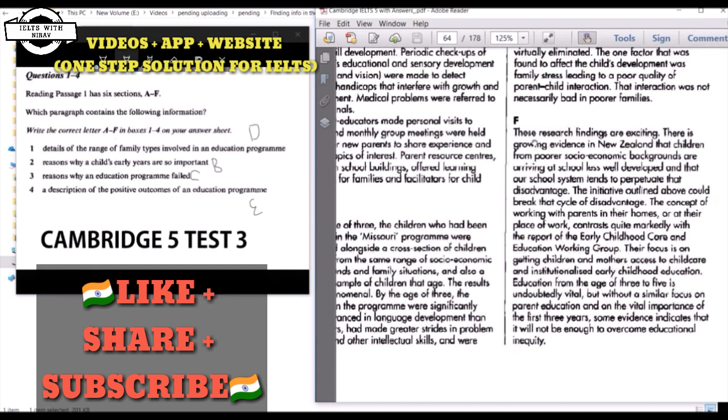So the last paragraph is, these research findings are exciting. There is growing evidence in New Zealand that children from poor socio-economic backgrounds are arriving at school less well developed, and that our school system tends to perpetuate that disadvantage. So just think, is any information like this in your questions? From my point of view, no. So I think that's it. I found the answers of questions 1, 2, 3 and 4.